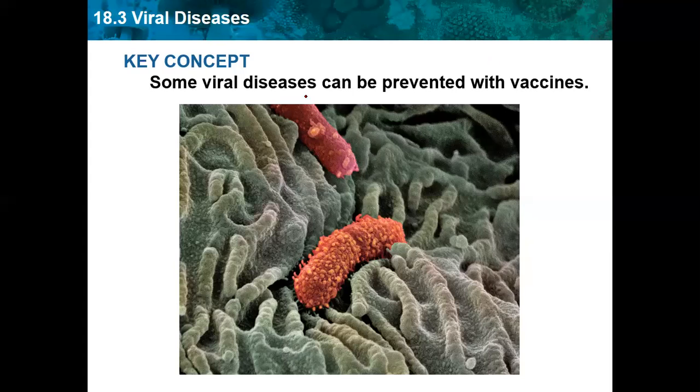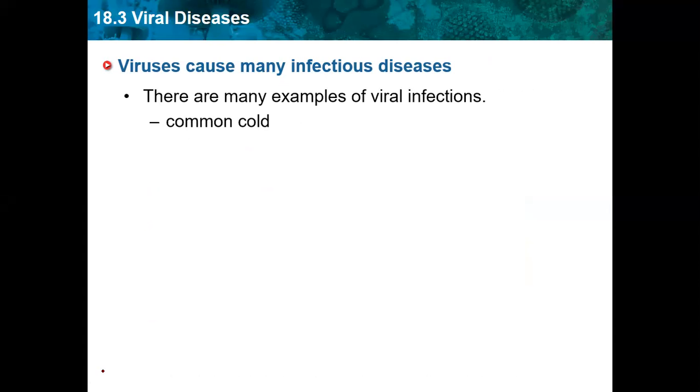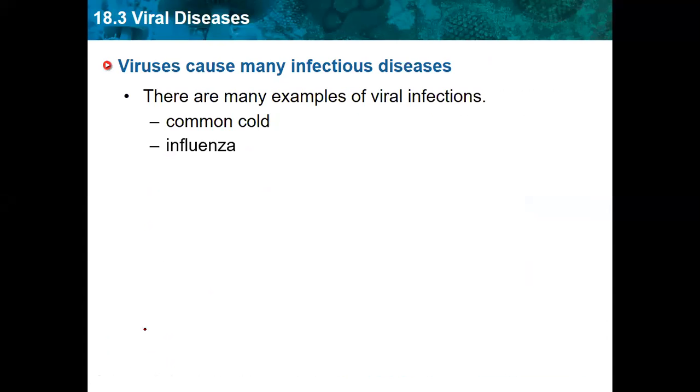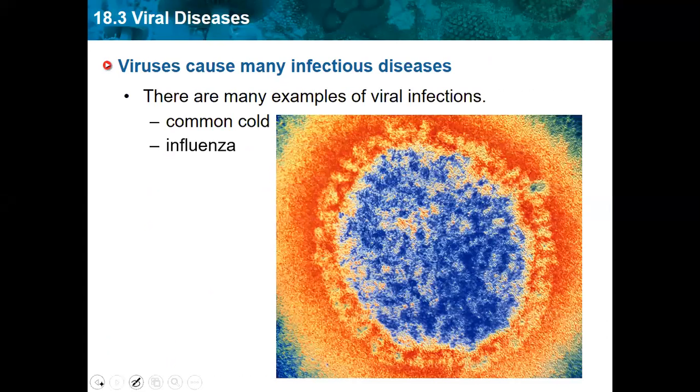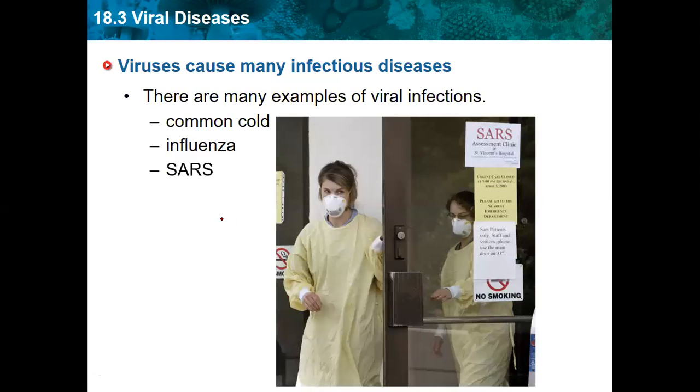Some viral diseases can be prevented with vaccines. Let's look at them and talk about them a little bit. Viruses cause many infectious diseases. They're very deadly diseases. There are many examples of viral infections. The common cold is an example of viral infection, which forms around the nasal region. Influenza is also a good example, and SARS is also an example of it.